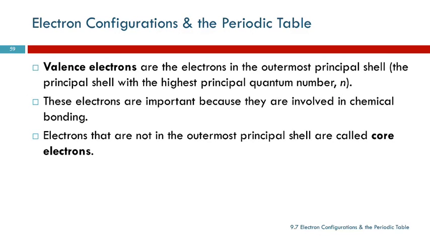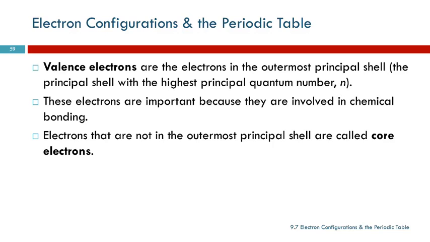Electron configurations in the periodic table. So valence electrons, as we've mentioned before, we can predict how many valence electrons by what group the element is in. In terms of electron configurations, valence electrons are the ones in the outermost principal shell, the principal shell with the highest quantum number. In the hotel, this is the electrons staying on the highest floor of the hotel.